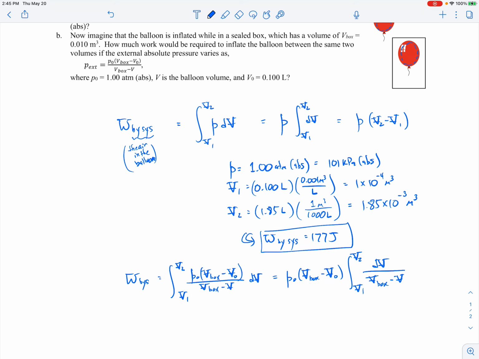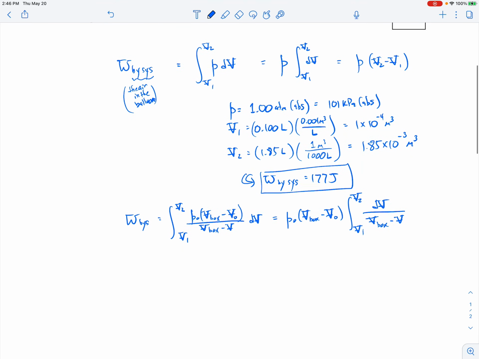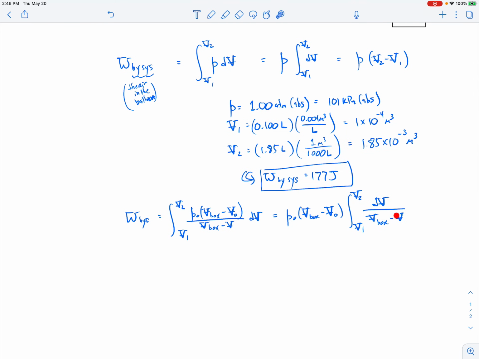So you have to solve that integral. Well, that integral is like a natural log, right? It's like a dV over V kind of term. You can solve that through a substitution to make it look like dx over x, that kind of thing. So you can solve that, and when you do that, that is your calculus. When you do that, you'll get the following expression.